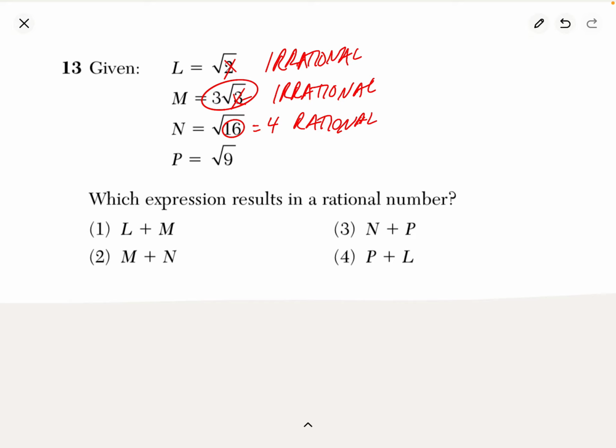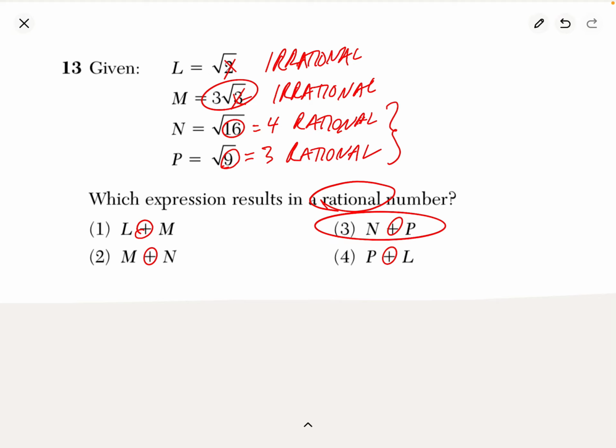Same thing for P. Is the 9 a perfect square? Yes, it is a perfect square, so this number is going to be rational. Now, the only way that you can add two numbers and get a rational number is if both of the numbers are rational. So these two numbers are both rational, so I can add those two numbers together and I will get another rational number. So the answer for this is 3.